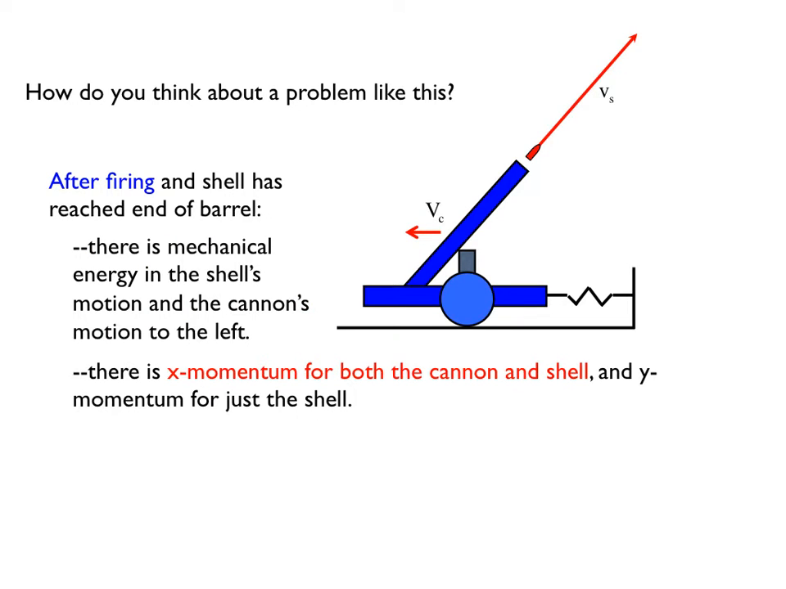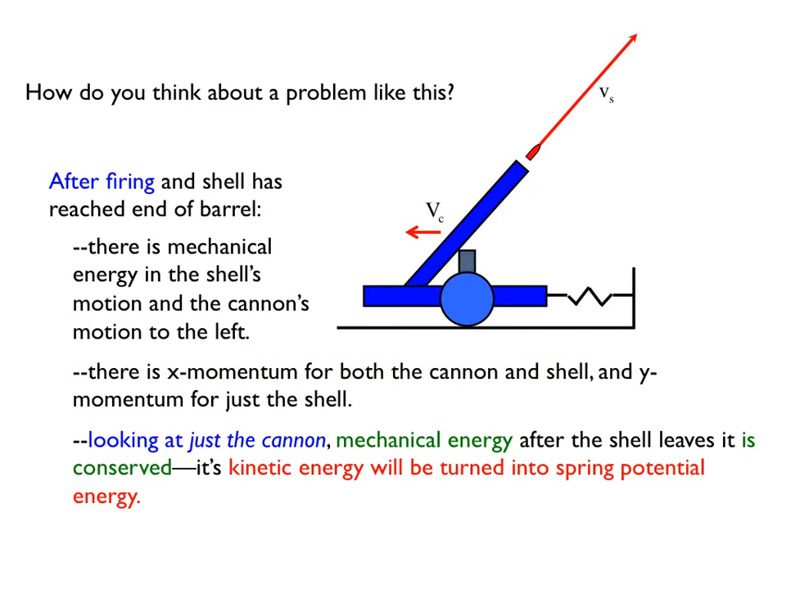There will be a component of momentum for the shell in the x direction. There will be momentum for the cannon in the x direction initially. There will also be momentum in the y direction for the shell. And as I just said earlier, if you simply look at just what's happening with the cannon, it is going to end up initially having kinetic energy. It's going to turn itself into spring potential energy.